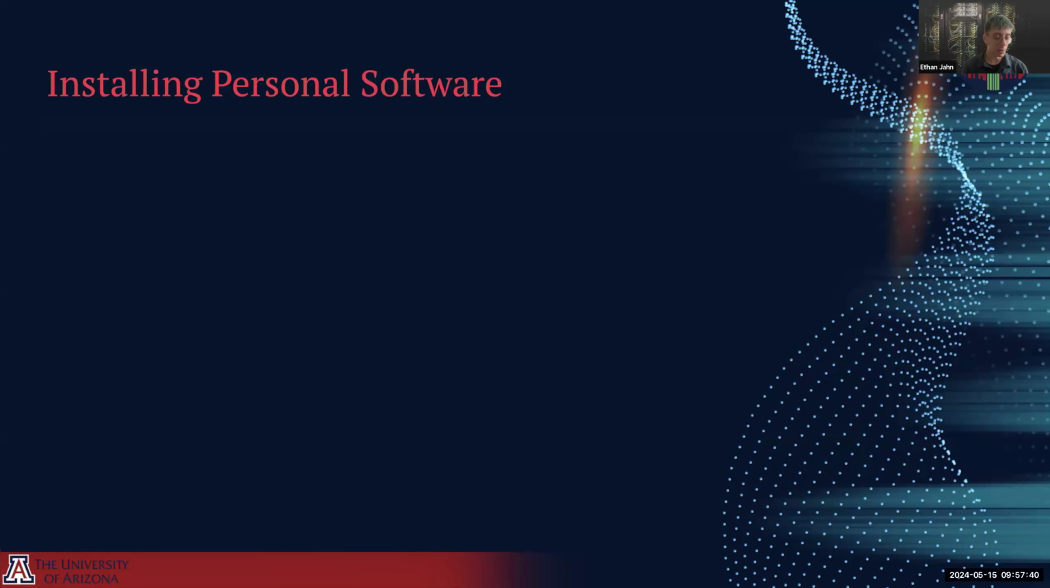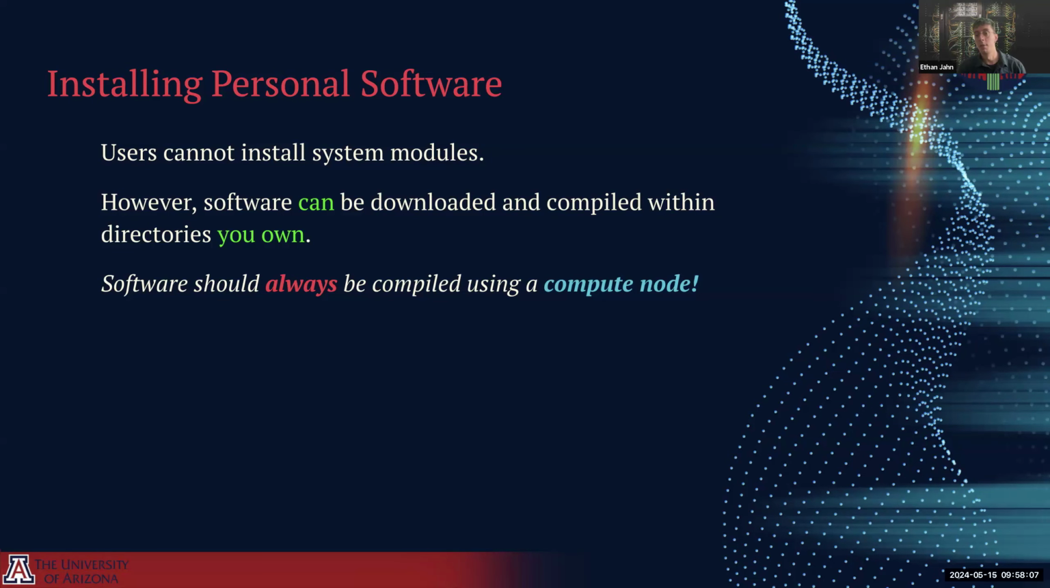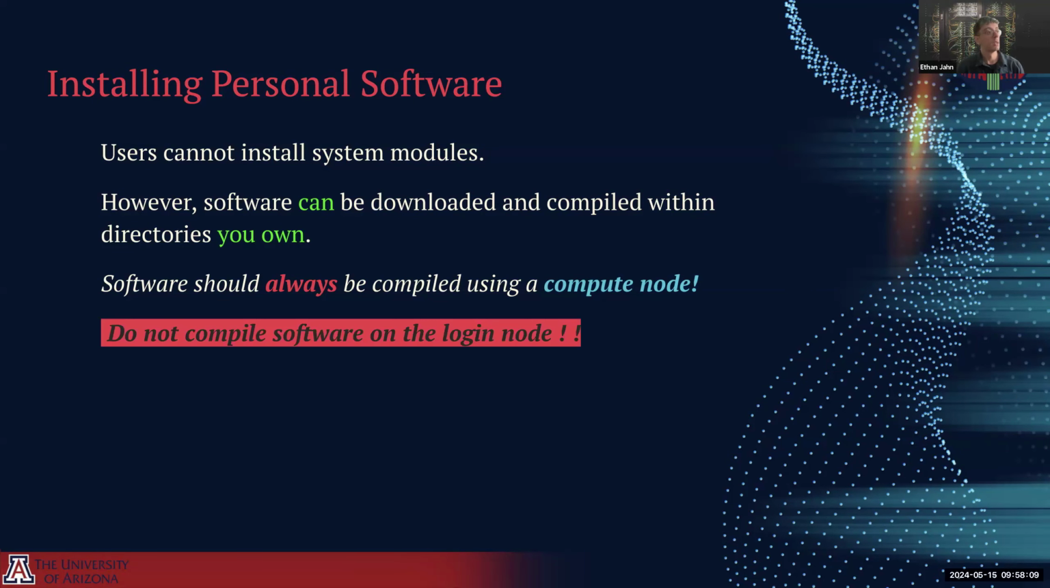Okay, so that was all in reference to system software. So modules are installed by the HPC team. If you need something to be installed as a module, let us know. But it is possible for you to also install personal software. So users can't install system modules. However, users can download and compile software within directories that you own. So software should always be compiled using a compute node. So don't compile software on a login node because that can stress the system.